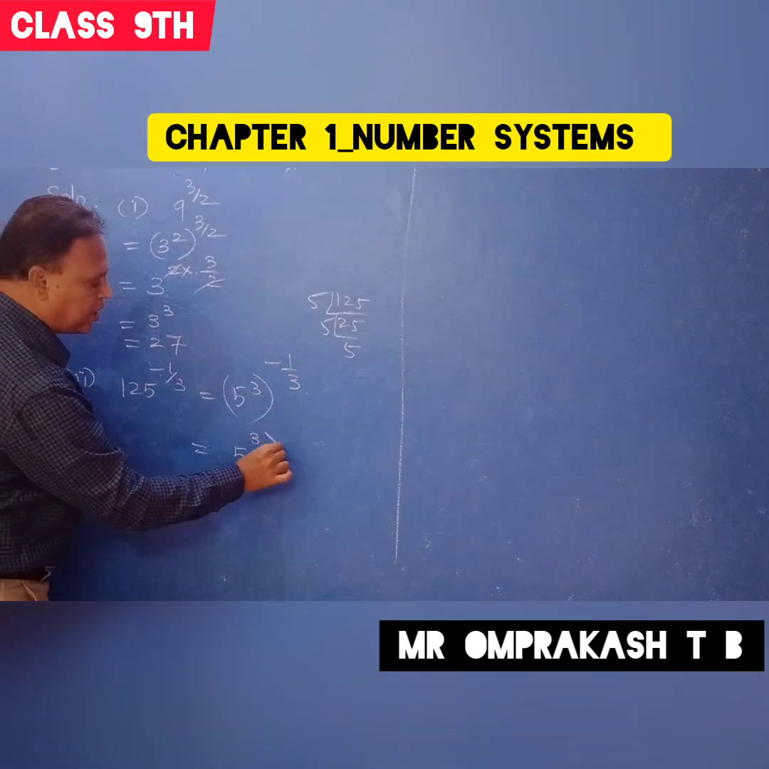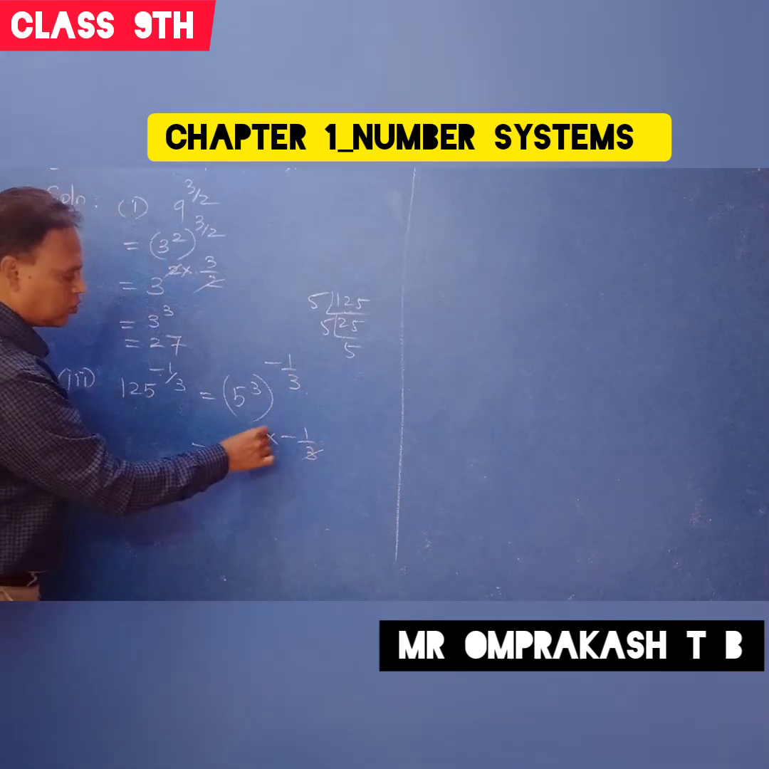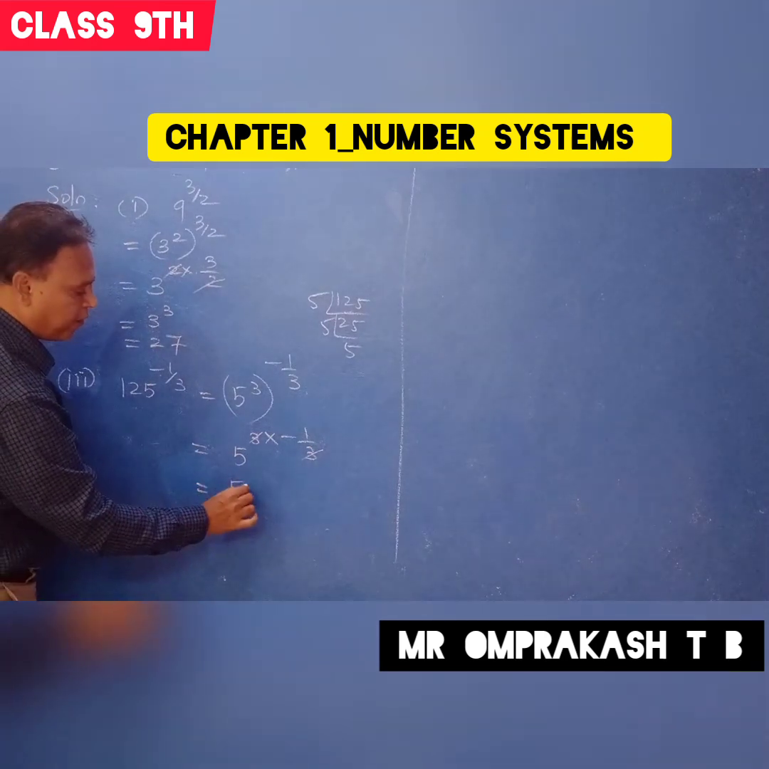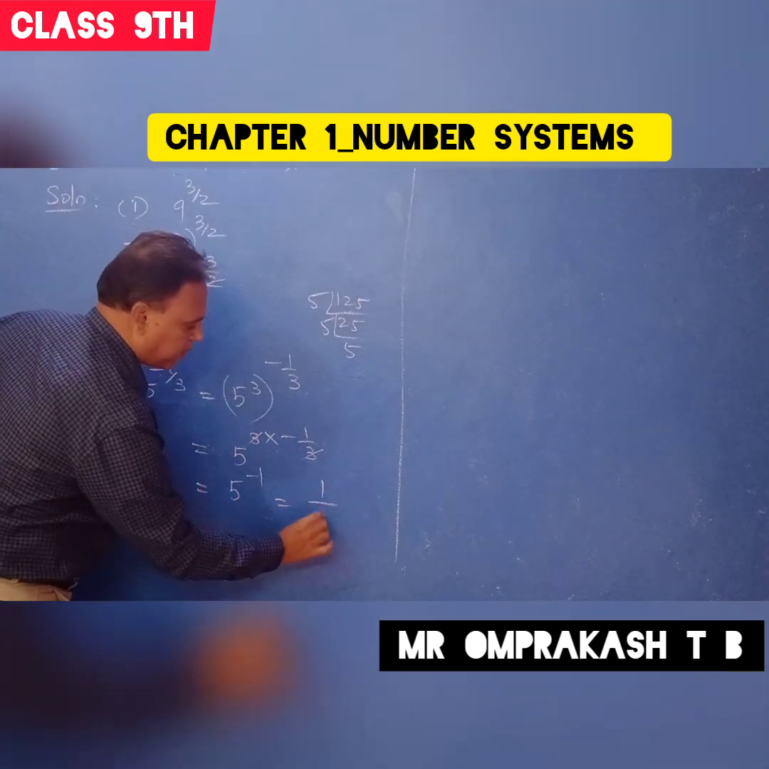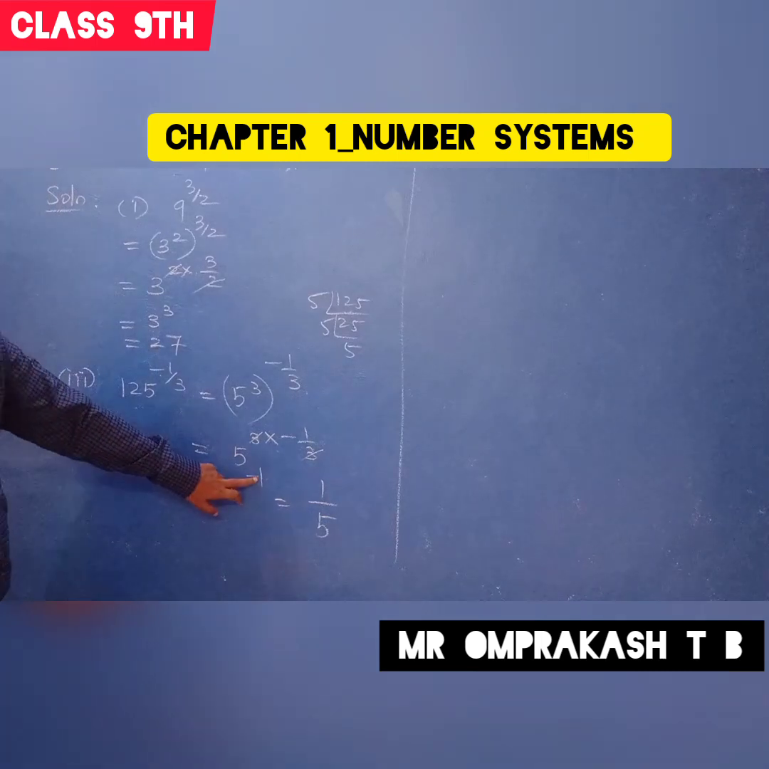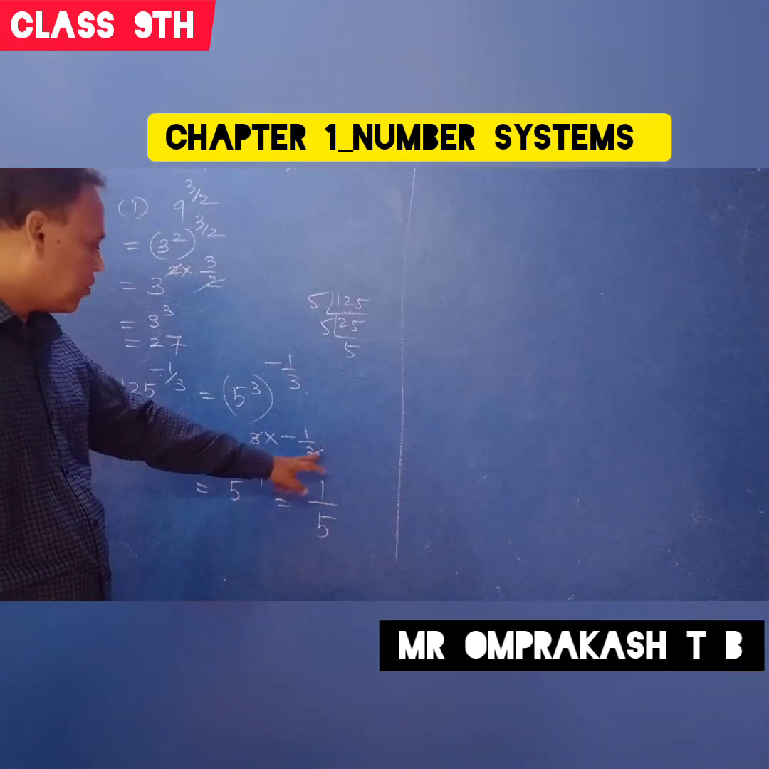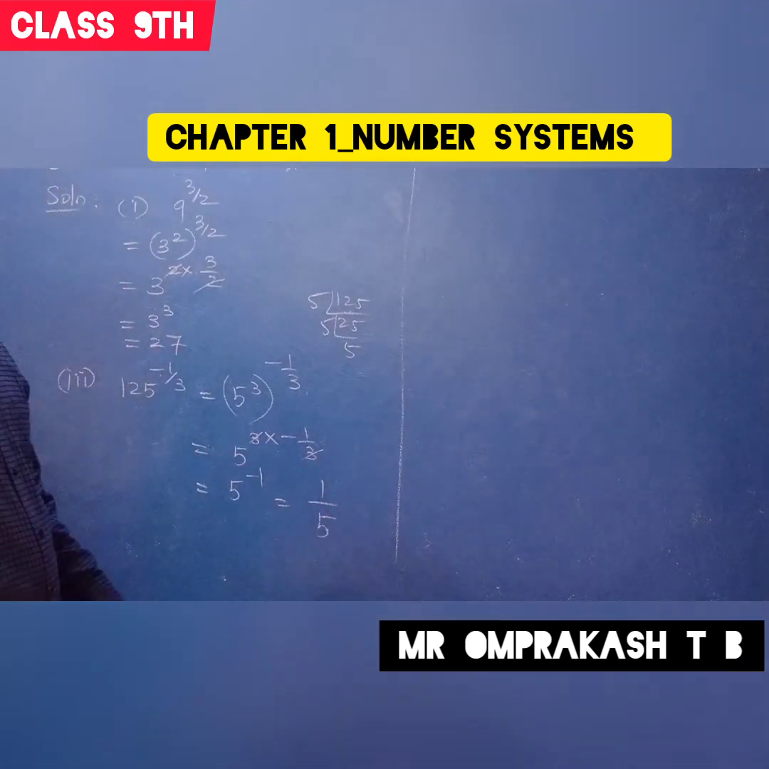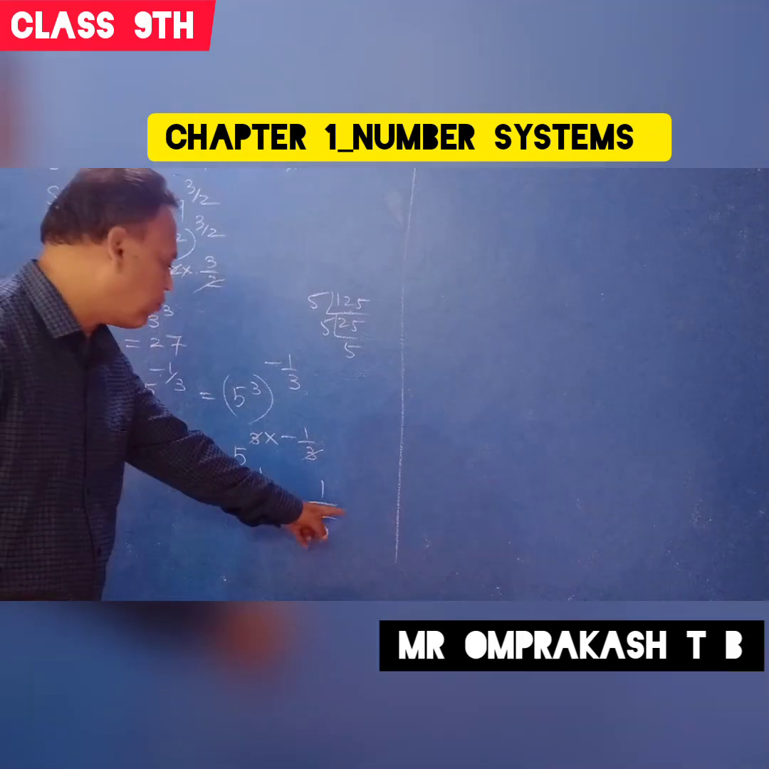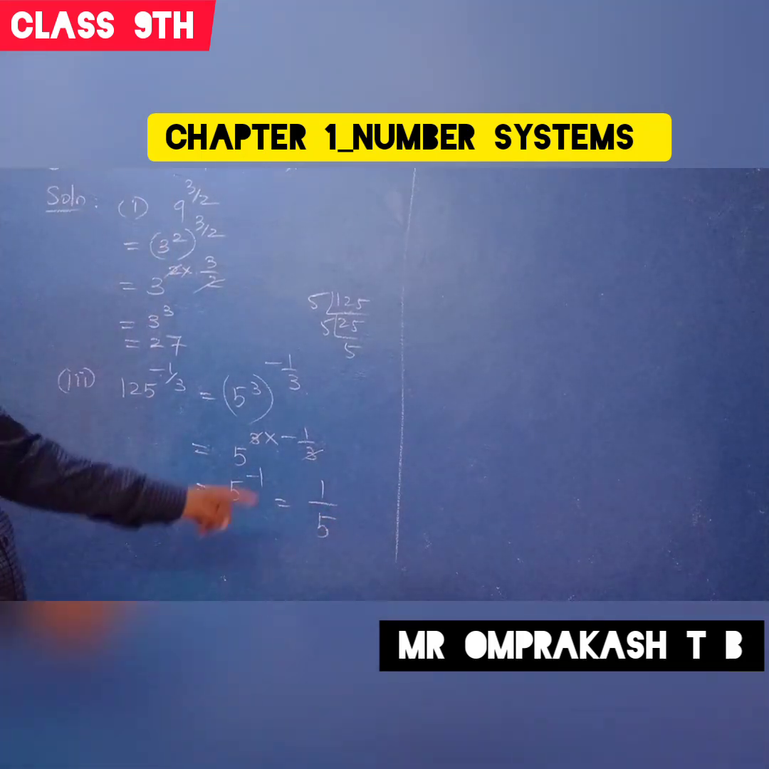5 cube, whole power minus 1 by 3. So 5 power 3 into minus 1 by 3. So you can cancel it. So 5 power minus 1. This is nothing but 1 by 5. 5 power minus 1 means you can bring it down to the denominator, and that becomes positive. 5 power 1 it will be. 5 power 1 is 5. Right?